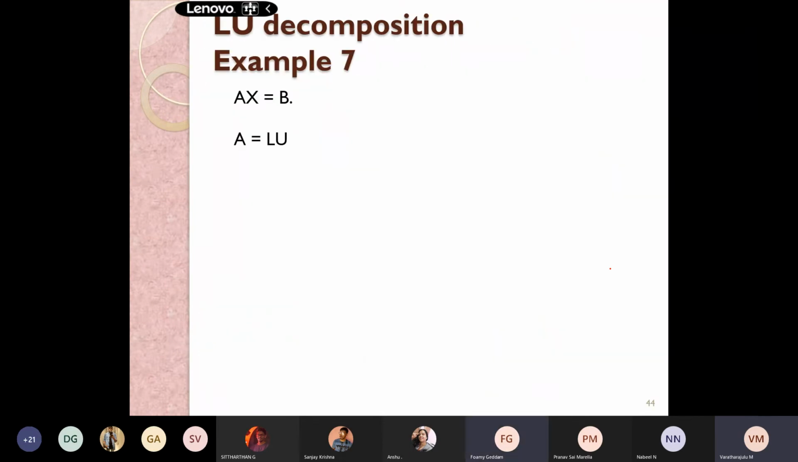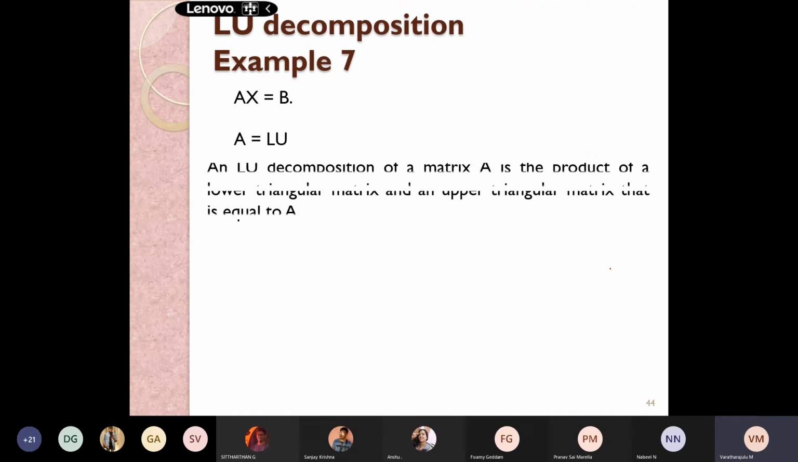This is what LU decomposition is. We are going to divide the given matrix into a lower triangular matrix and an upper triangular matrix. That is, A is equal to L into U, lower triangular and upper triangular. Making this into two different components, therefore it is called LU decomposition.